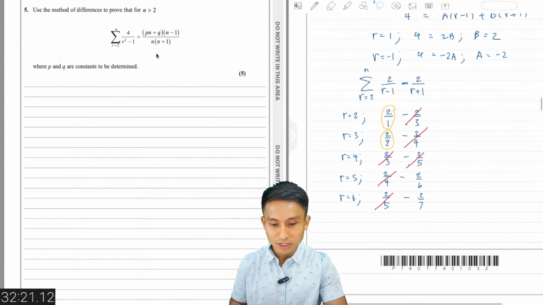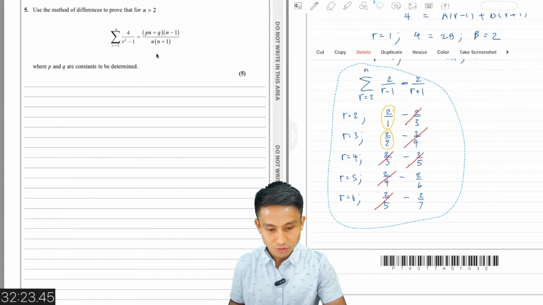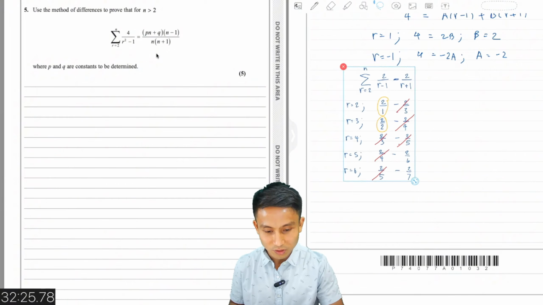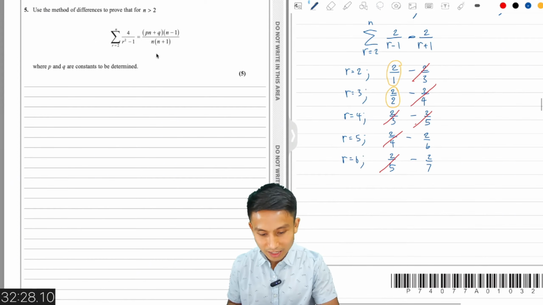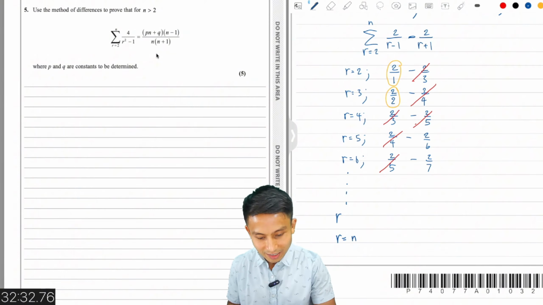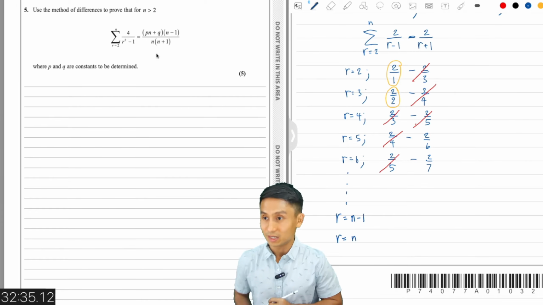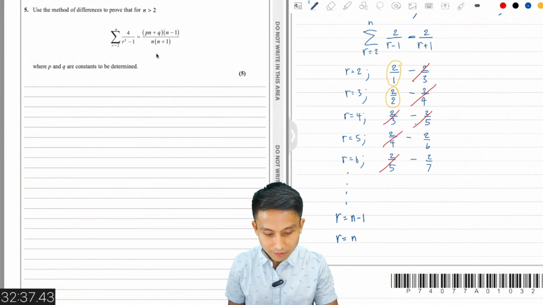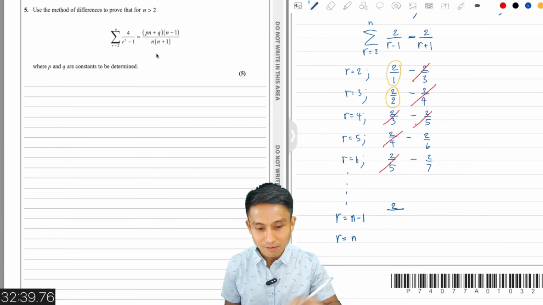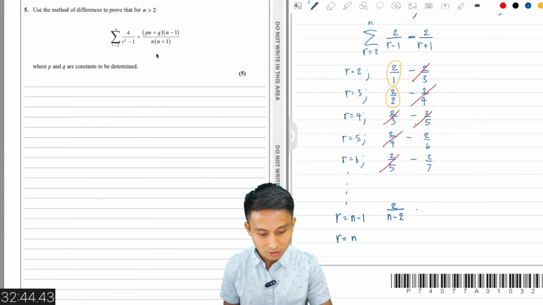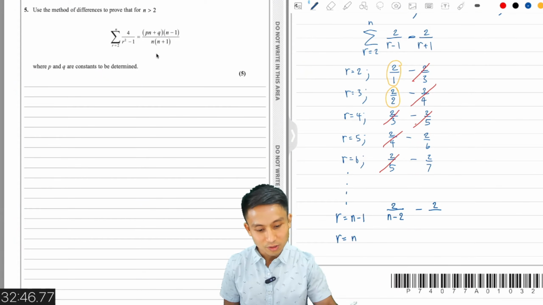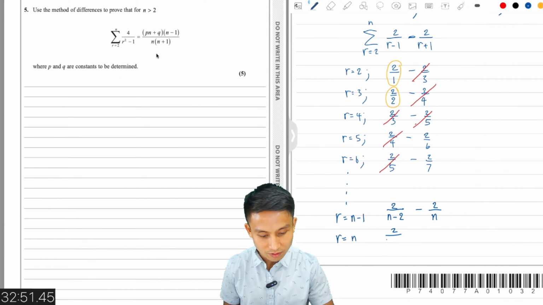By that I mean if you keep expanding, and let's say I keep expanding to the last term being r equals n and the second last term being r equals n minus 1. So what would that be? This will be 2 divided by n minus 1, replace the r. So n minus 1 minus 1, you get n minus 2, minus 2 over n minus 1 plus 1, this will be 2 over n. And then for r equals n, you would have 2 over n minus 1 minus 2 over n plus 1.